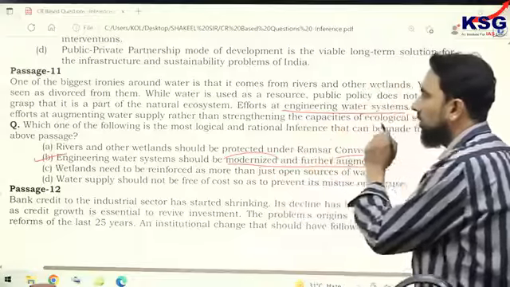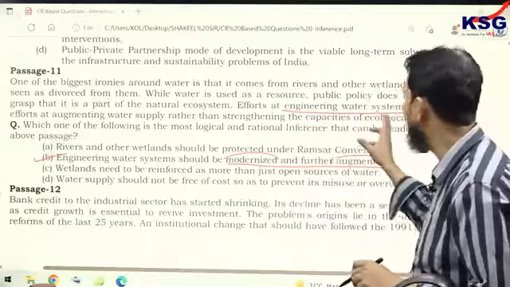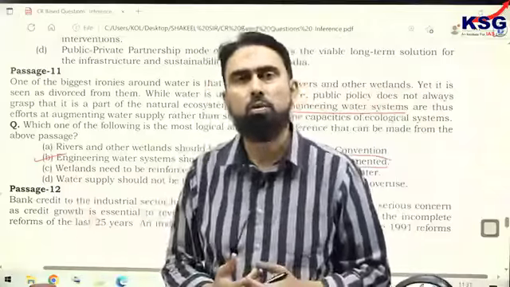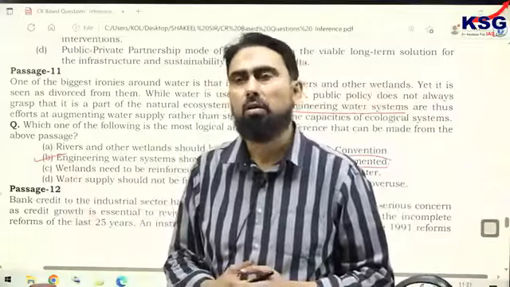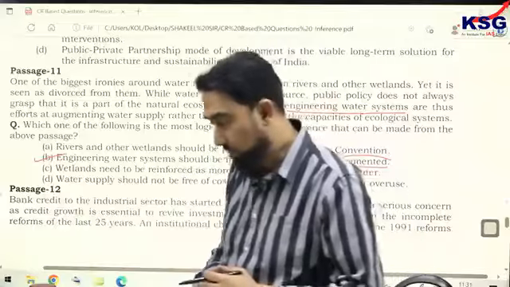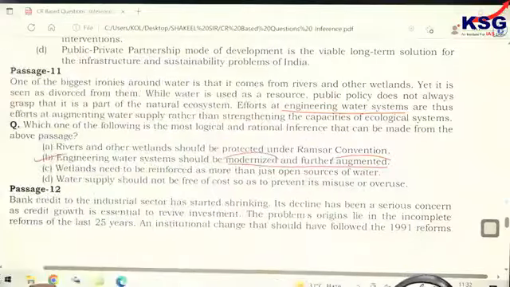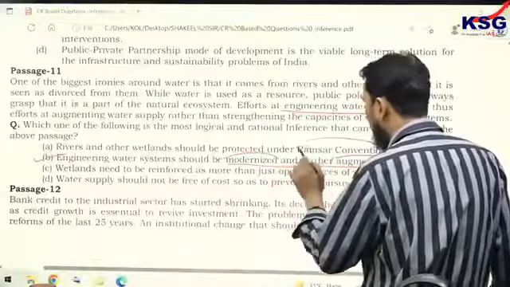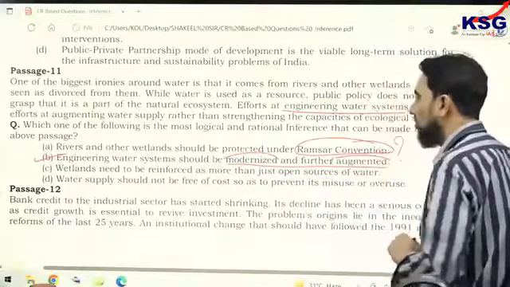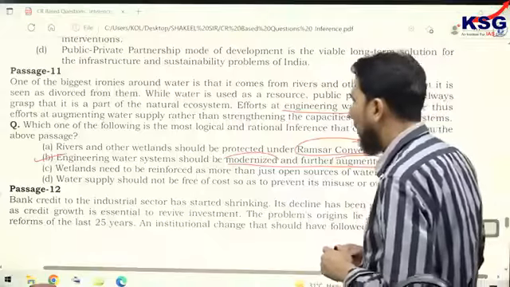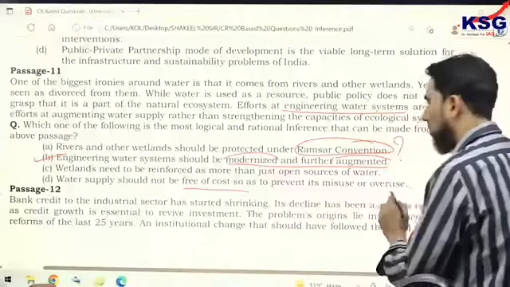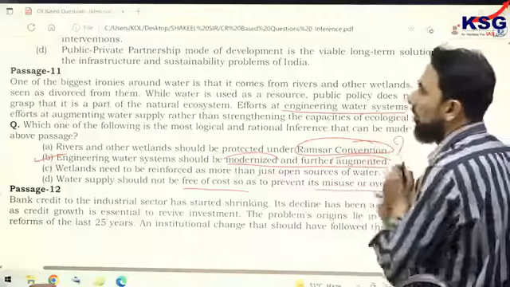The exact problem is that efforts at engineering systems are directed towards sucking out more and more water from the sources, without taking care of its preservation. So B does not make sense. Okay. If you have chosen option A, rivers and other wetlands should be protected under the Ramsar Convention, how do you know what this is? Nowhere in the passage is any detail given. If you go for option D, water supply should not be free of cost so as to prevent its misuse or overuse, this is not the topic of the passage.